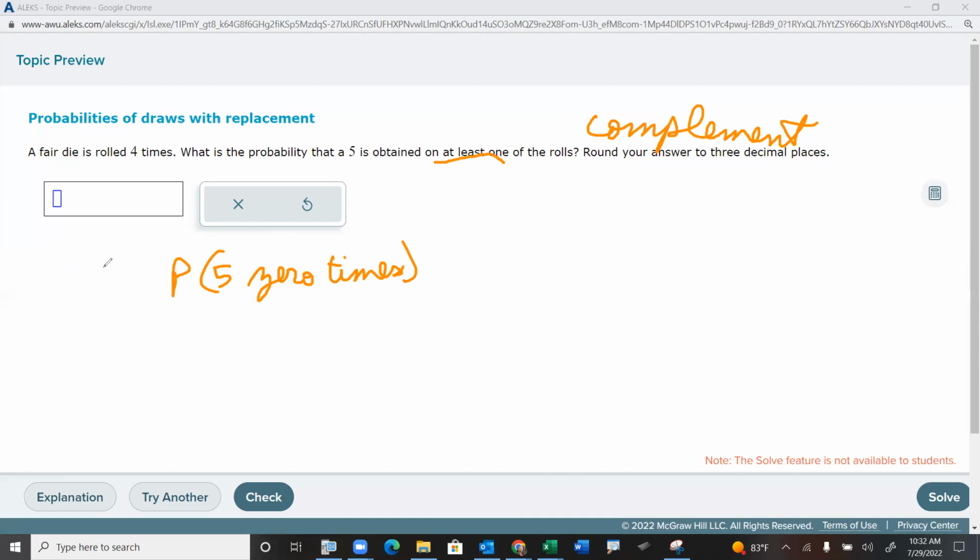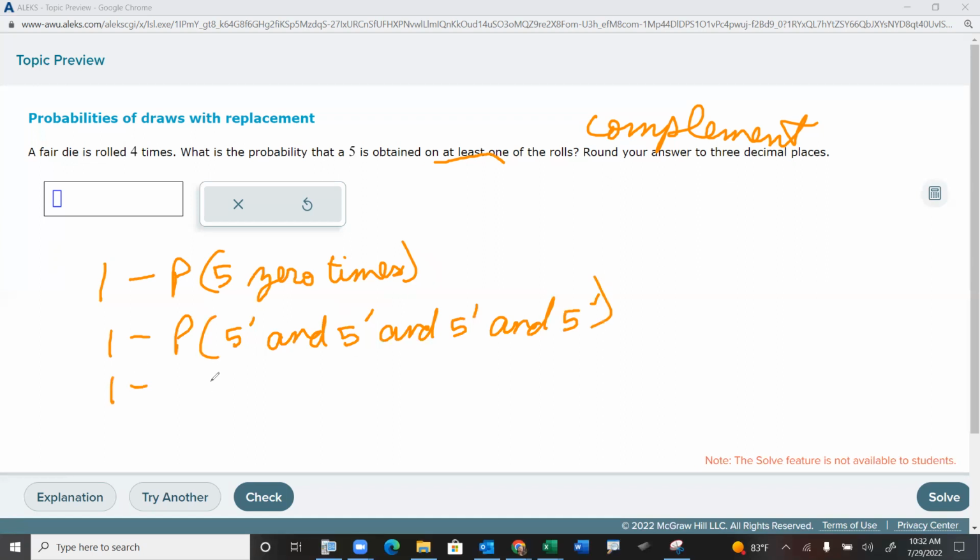So we're just going to say 100% minus that. Because 100% represents all possibilities, if we throw away the only thing we don't want, then what we will be left with is exactly what we do want. Okay. So rolling a 5 0 times means not a 5 on the first roll, and on the second roll, not a 5, and on the third roll, not a 5, and on the fourth roll, not a 5.